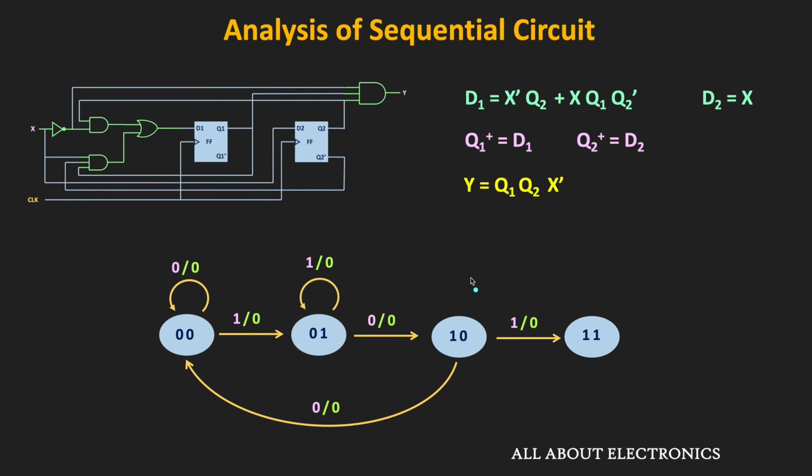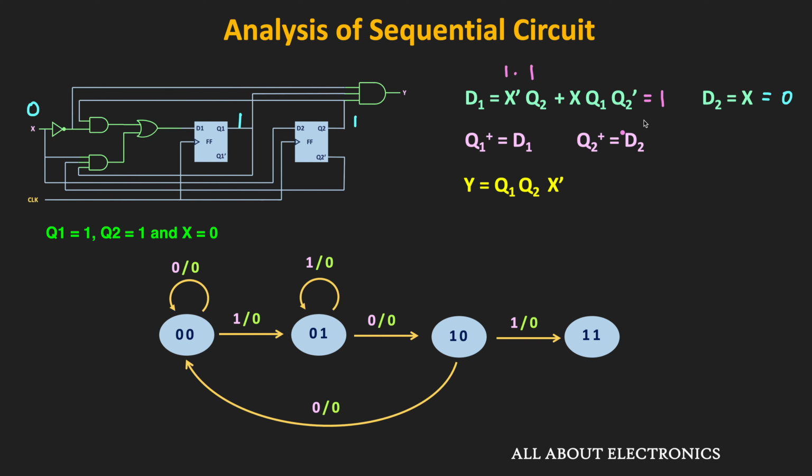So similarly, now let us see when the circuit is in the 1 1 state. So in that case, both Q1 and Q2 will be equal to 1. And first, let us analyze the circuit when the input X is equal to 0. So when the input X is equal to 0, then first of all, this D2 input will become 0. On the other hand, if you see this D1 input, then it will become 1. Because here, since X is equal to 0, this X bar will be equal to 1, and this Q2 output is also equal to 1. Therefore, this D1 input will become 1.